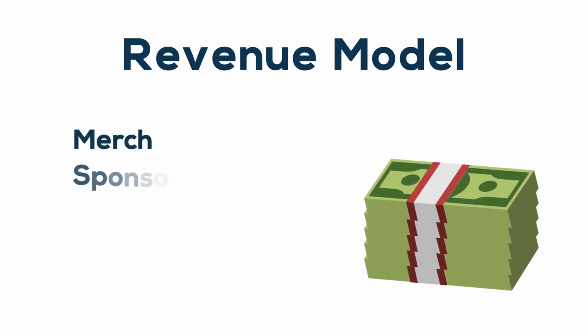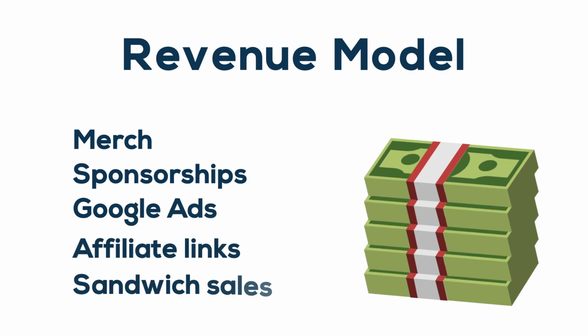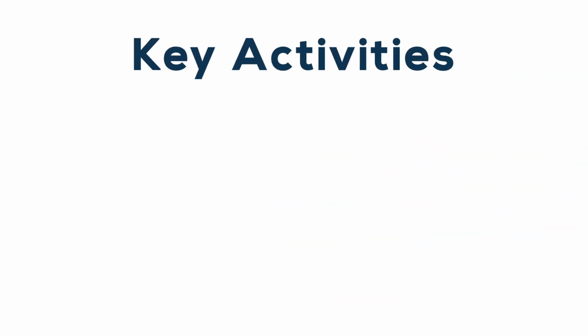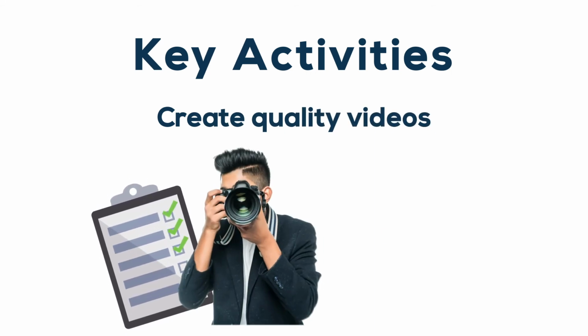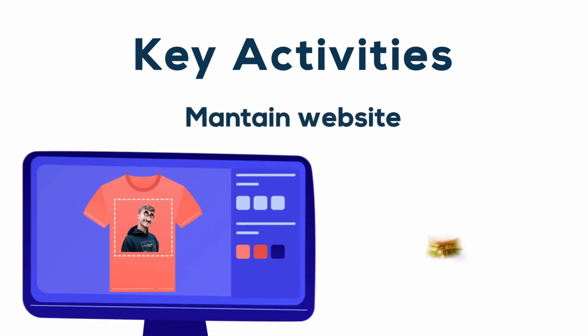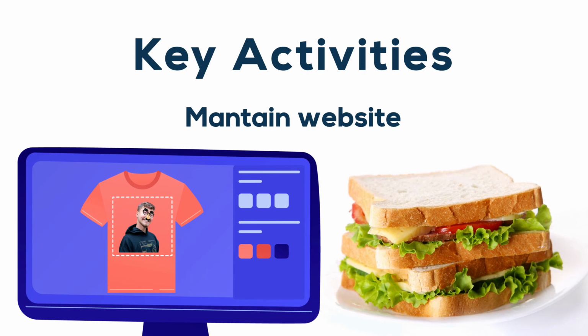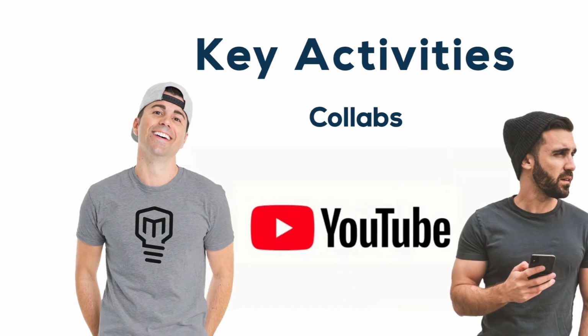For the revenue block, YouTubers are known to have several revenue streams, so we will go all out here and have merch sales, sponsorships, Google Ads, affiliate links, and sandwich sales. For key activities, we need to create quality videos, which involves planning, recording, and editing videos, as well as creating awesome thumbnails and titles. We also need to maintain the website for merch and sandwich sales, and do collabs with other YouTubers so that we can grow our audience.